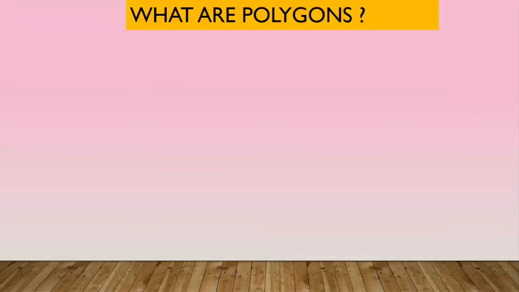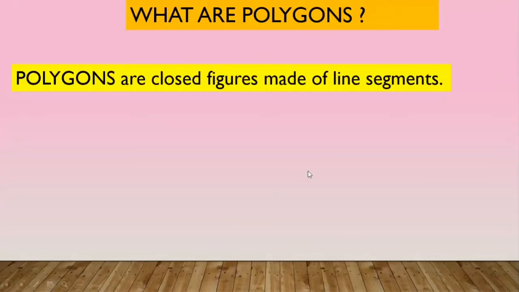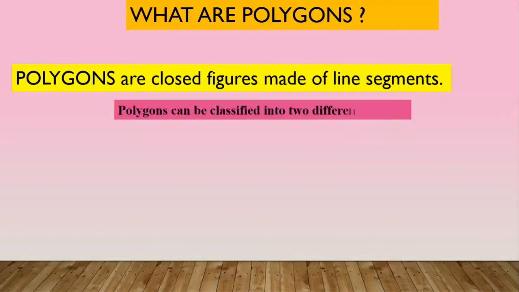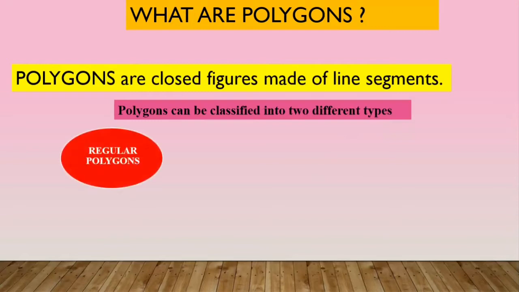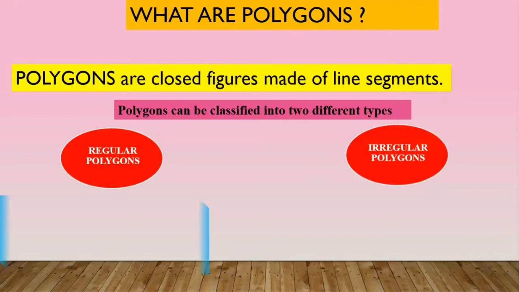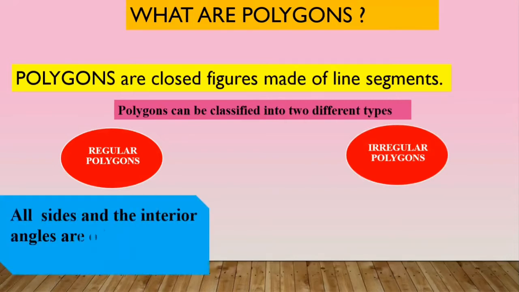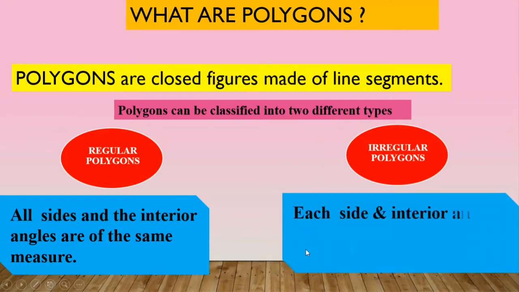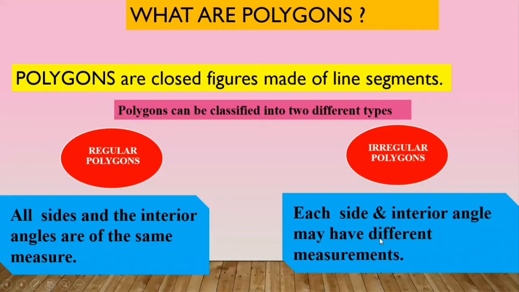What are polygons? Polygons are closed figures made up of line segments. And polygons can be classified into two different types: regular polygons and irregular polygons. Regular polygons are those which have all the sides and all the interior angles of the same measure. And irregular polygons are those whose sides and interior angles may have different measurements. Okay, so we have seen what are regular and irregular polygons.